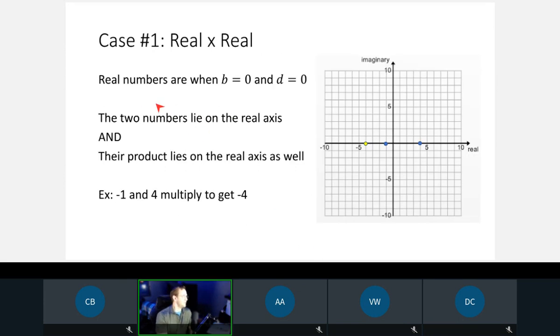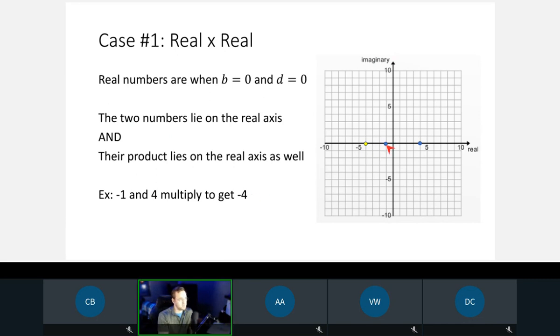All right, so the first one, real times real. So what we're used to, right? Real numbers, when b equals 0 and a equals 0, right? These are real numbers, no imaginary, no complex numbers. The 2 numbers lie on the real axis. Again, this is the Argand plane. Remember, horizontal is real, and vertical is imaginary. It's not x comma y. If we have 2 real numbers multiplied by each other, the product is real.